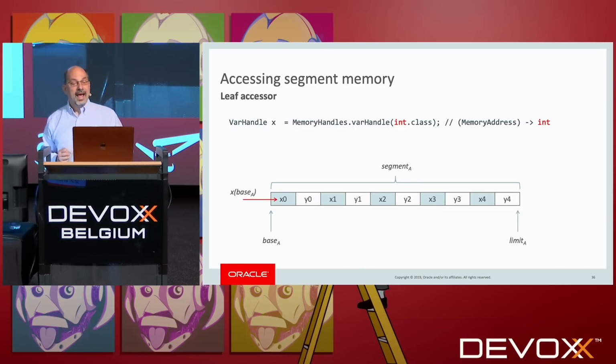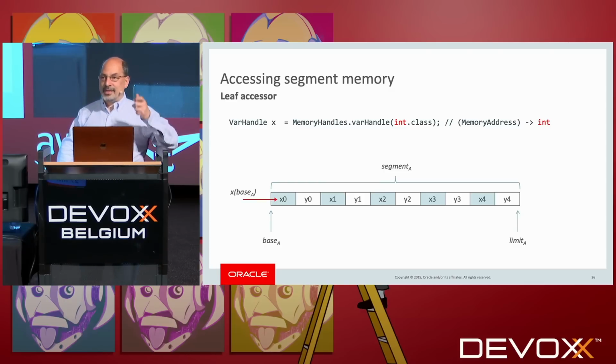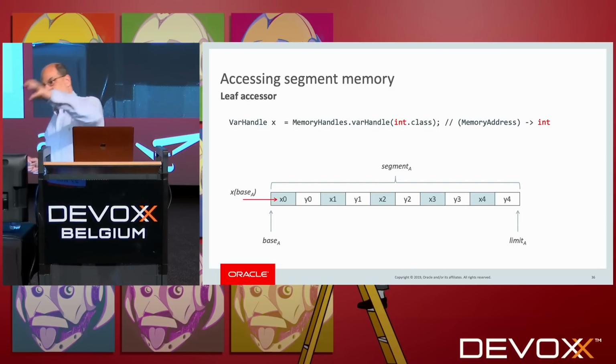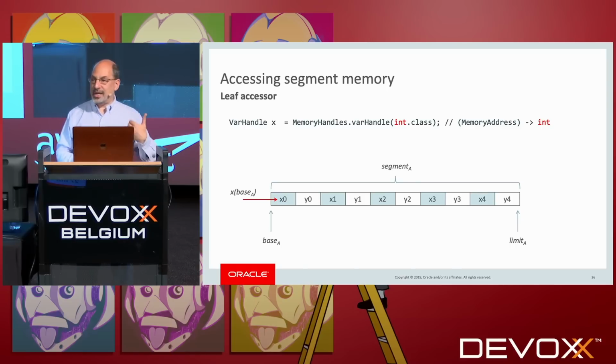So you can think of this as being like a function that takes a memory address and returns an int, or it can take a memory address and an int and write the int to that. So var handles are like fields, so you can use them to both read and write from memory. So far, this var handle doesn't do very much.